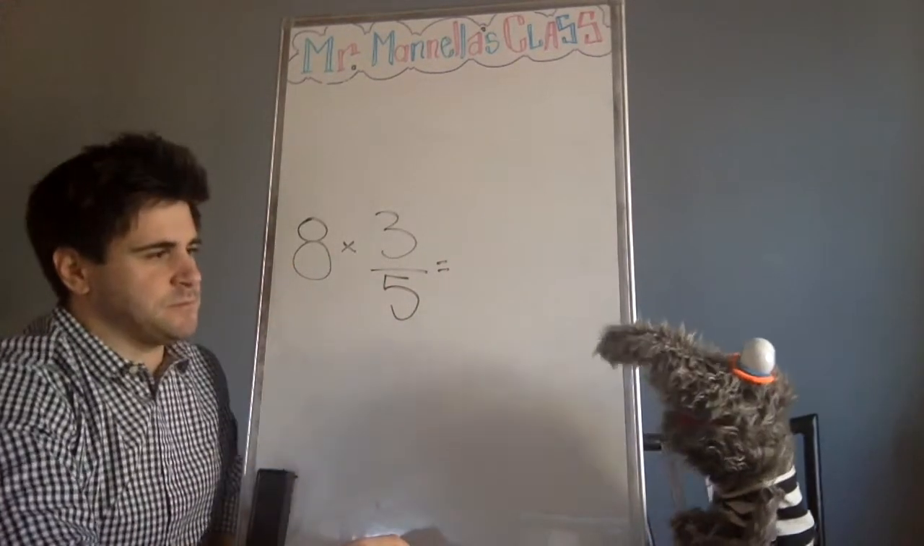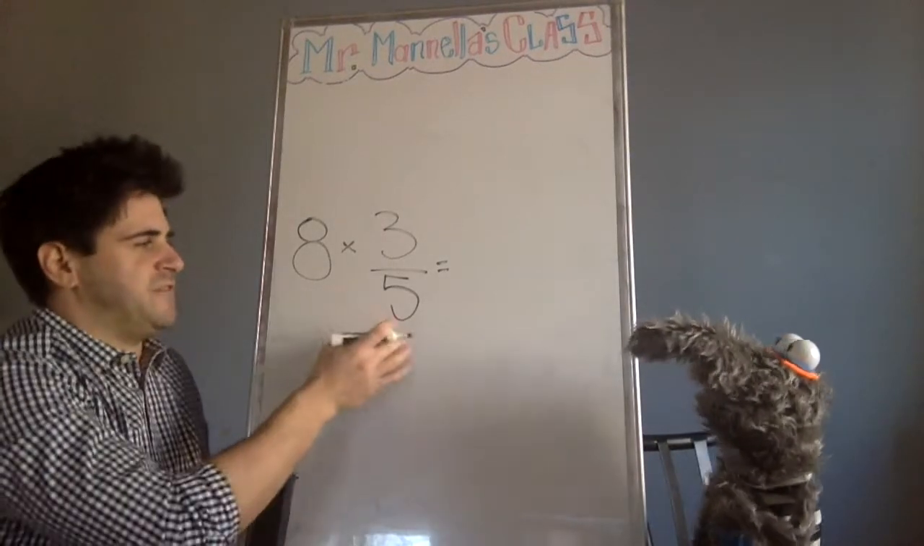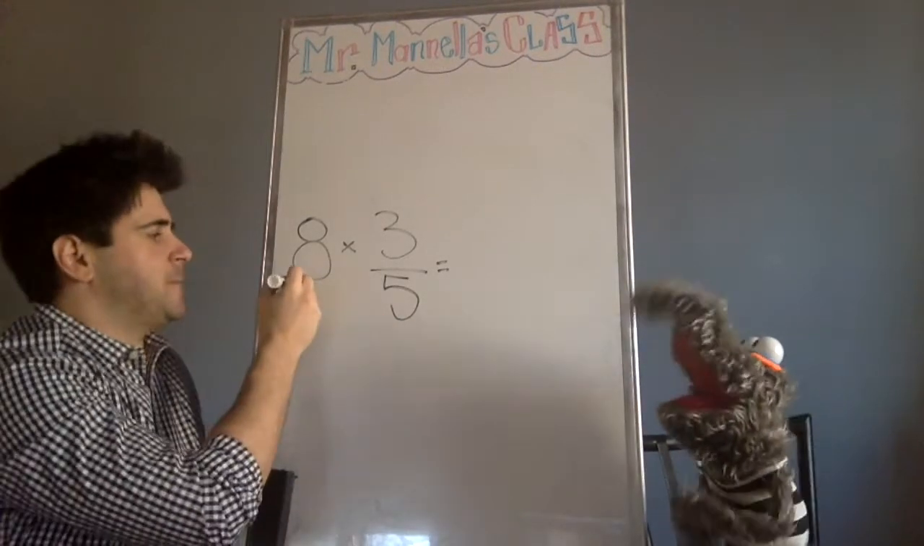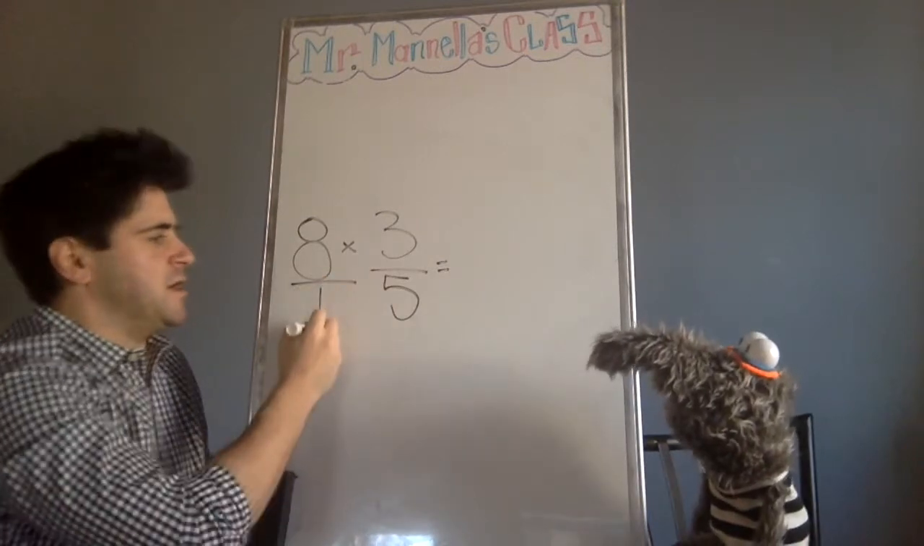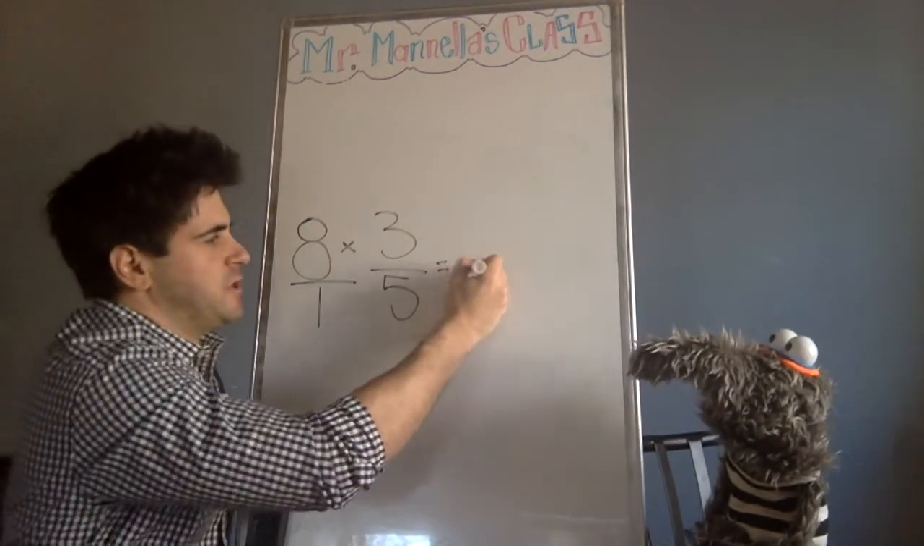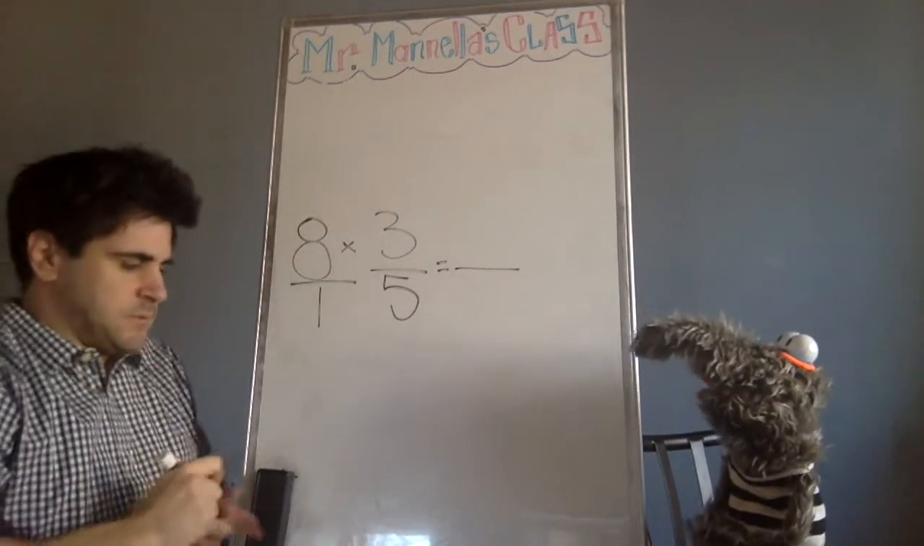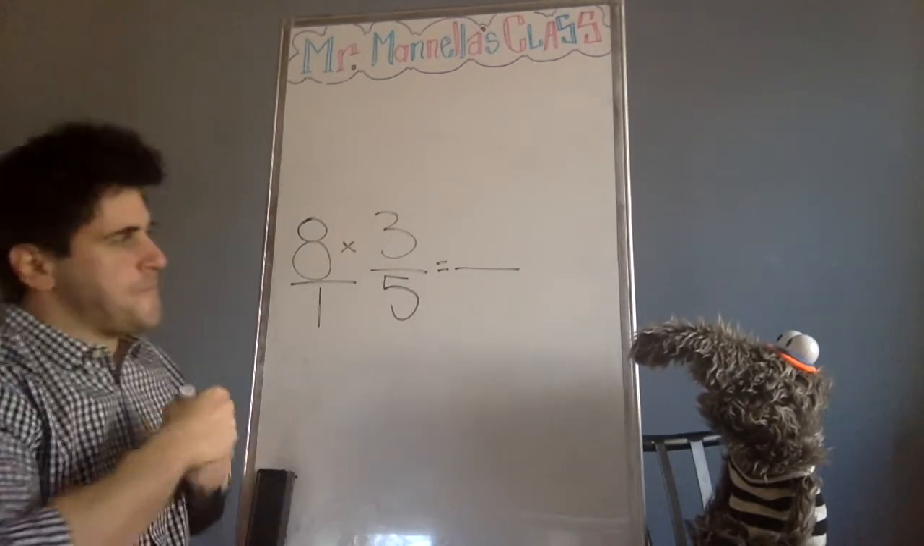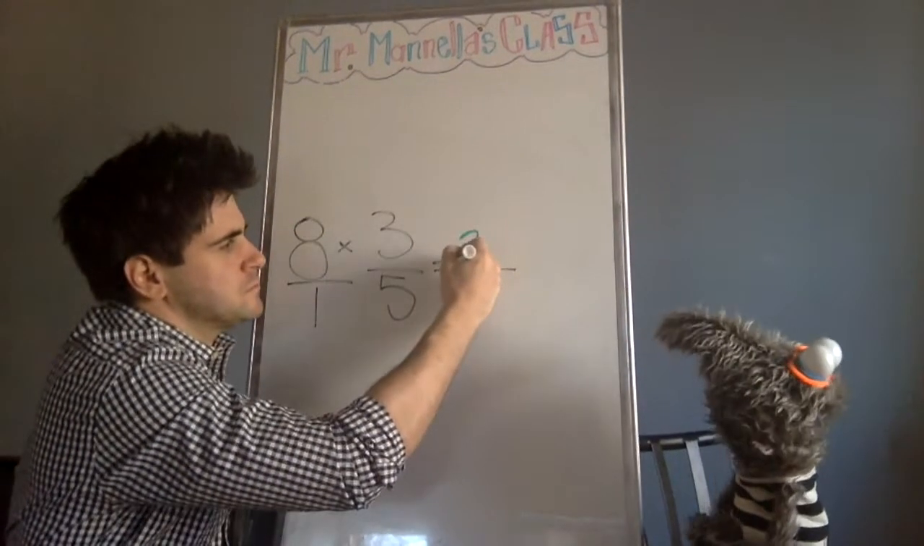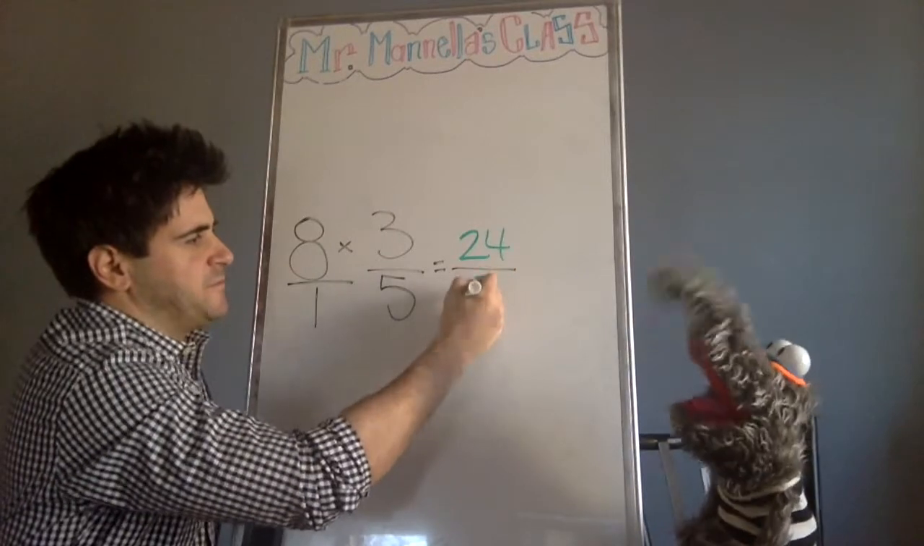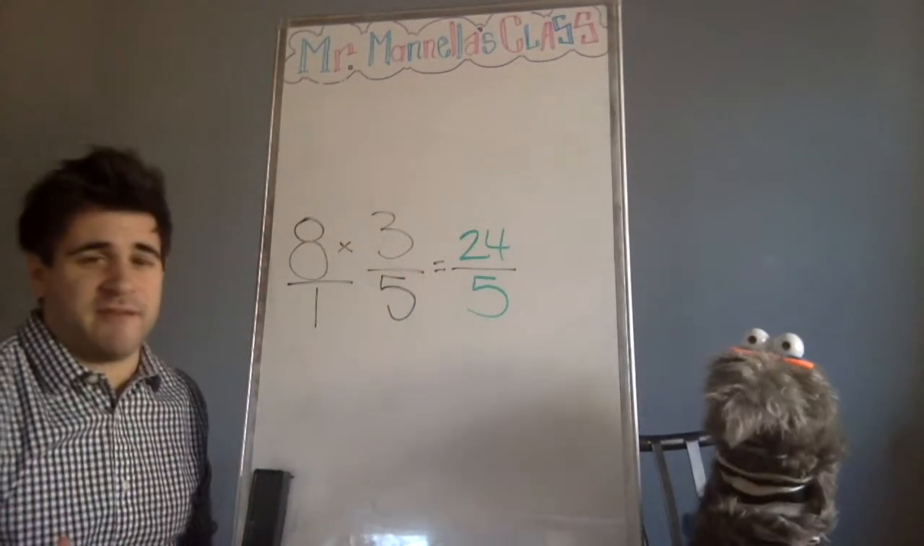Okay, so remember, what was the first step? Make it fraction-y. Right, we see if 5 goes into 8, it doesn't. So we put our 1 under here. And we multiply across. 8 times 3 was 24. Correct. And 1 times 5 is 5. So now we get 24 over 5, but that doesn't divide evenly.